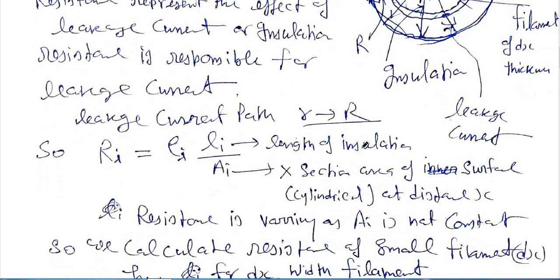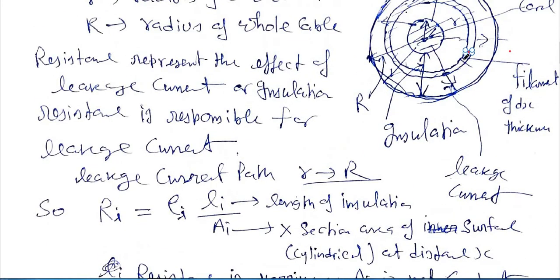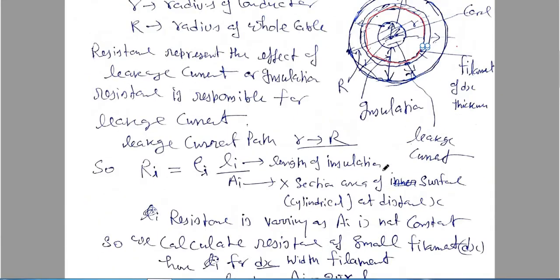Now put the value. What is the value of Li? Because it has a distance dx, Li is equal to dx. Ai is the cross sectional area of this inner part, here to here. So what is the cross sectional area, or the surface area, of this part? It is equal to 2 pi x into L, if L is the length of the cable.